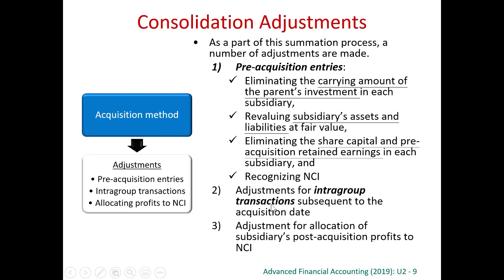There may be intra-group transaction. So whenever the parent sells something to the subsidiary, the subsidiary sells something to the parent, or one subsidiary sells something to another subsidiary, this will be an intra-group transaction. All these intra-group transactions, all these intra-group balances should be eliminated. And if there exists any non-controlling interest, remember that we must share the profit to non-controlling interest.